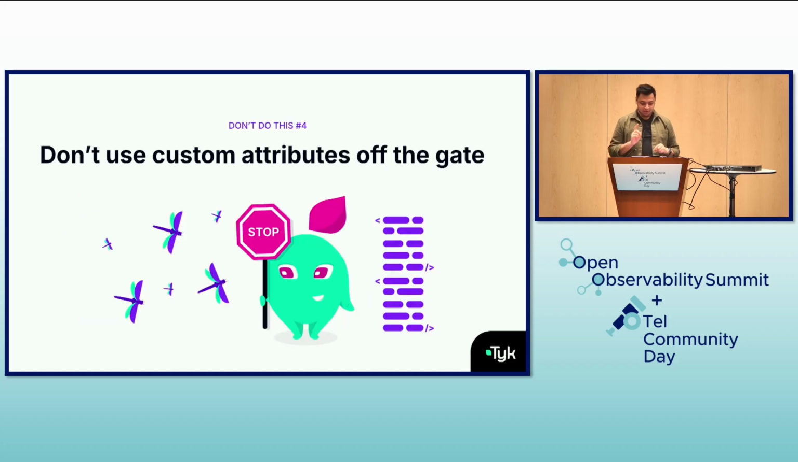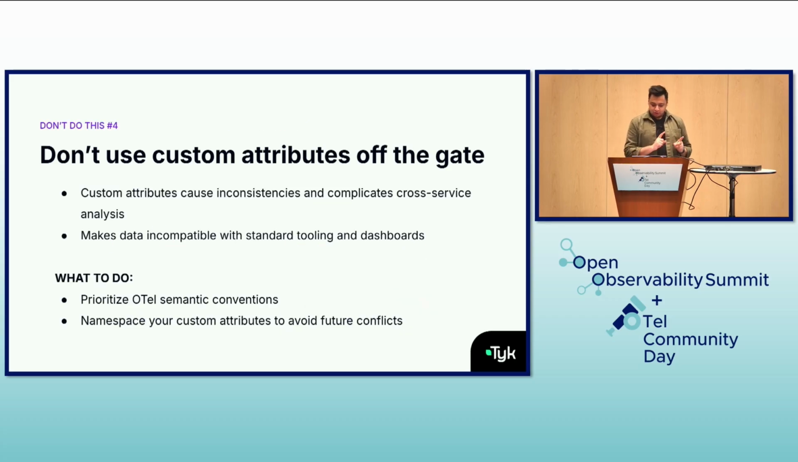Speaking of which, nice segue into number 4, don't use custom attributes off the gate. I tend to see this here and there, where just because it seems to be easy, or because I'm not able to find the right thing that I want, I'll just go ahead and build my own attribute, and that's going to solve everything. That's not the case. Custom attributes cause inconsistency and complication across services. It moves away from the standardization model that you're trying to achieve here. That's not something that we want.